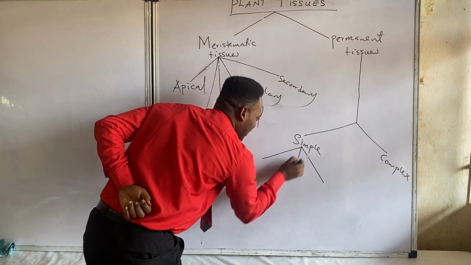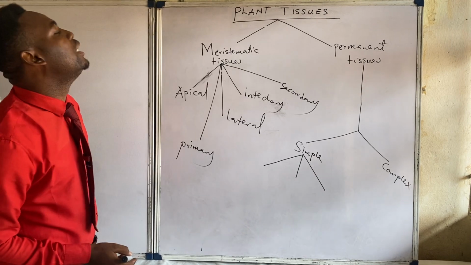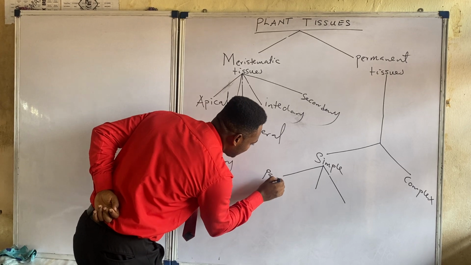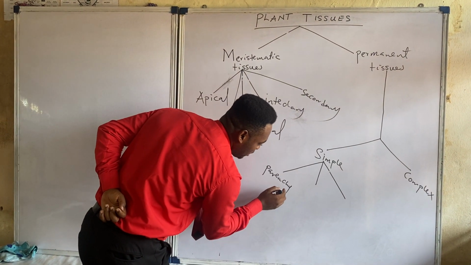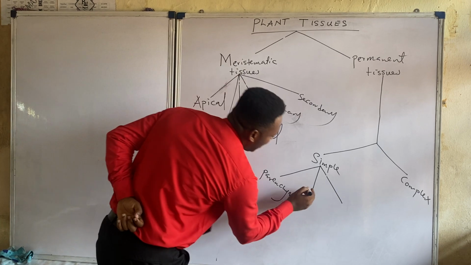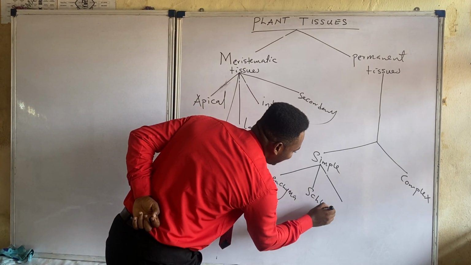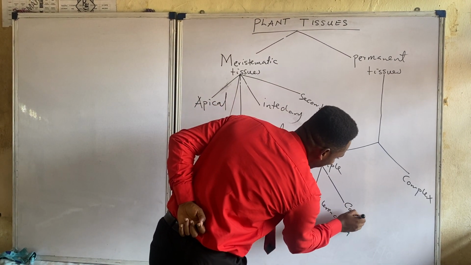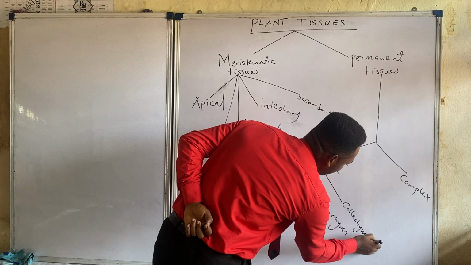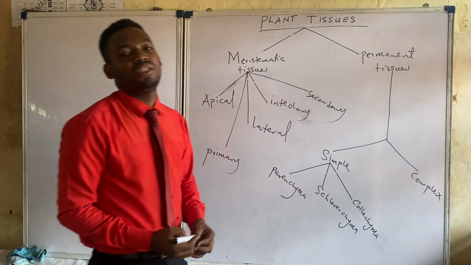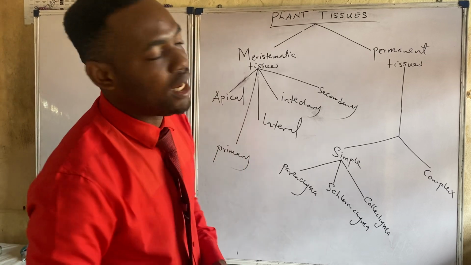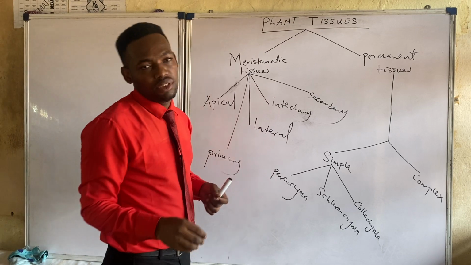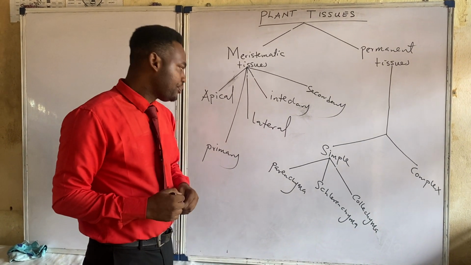Using my flow chart again, what and what do we have under the simple permanent tissues? We have the parenchyma cells, the sclerenchyma, then we have the collenchyma cells. Remember, I'm permitted to use the word cells because tissues are a group of what now? Similar cells having common origin and performing similar function.